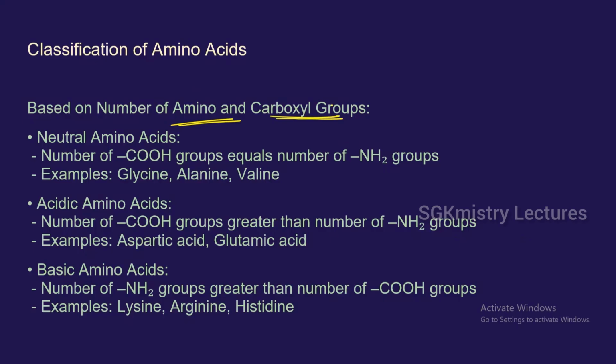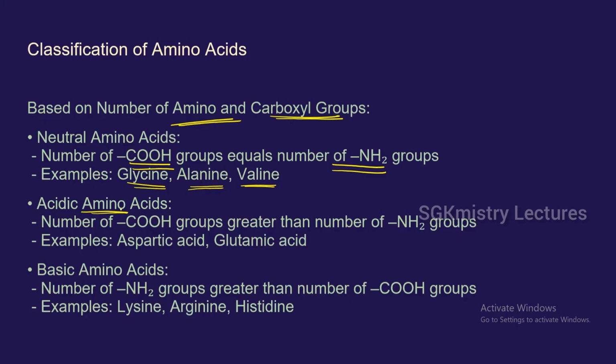Certain amino acids are called neutral amino acids because the number of COOH groups and the number of NH2 groups are equal in these amino acids. Examples: glycine, alanine, valine, etc. I'll give the structures of all of these amino acids a bit later.